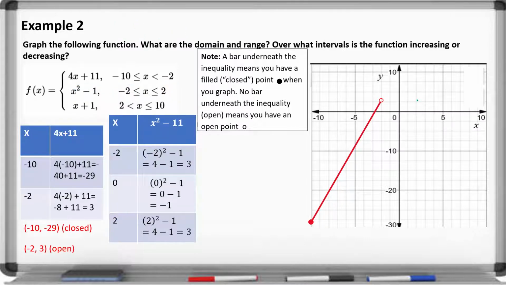All right, so then we're going to go ahead and plug it in. So we plug in negative 2 for x. And so we get negative 2 squared, which is 4. 4 minus 1 is 3. Plug in 0, you get 0 squared minus 1, which is negative 1. And then plug in 2, you get 4 minus 1, which is 3.